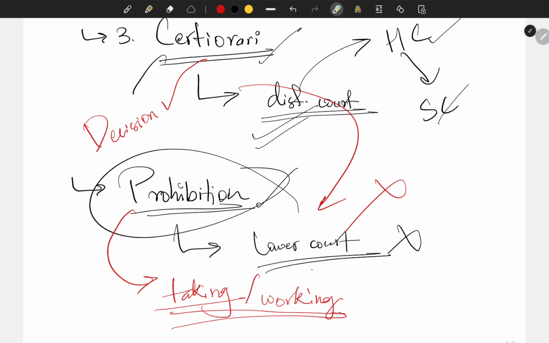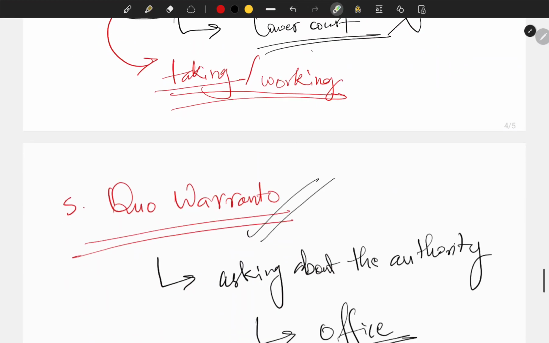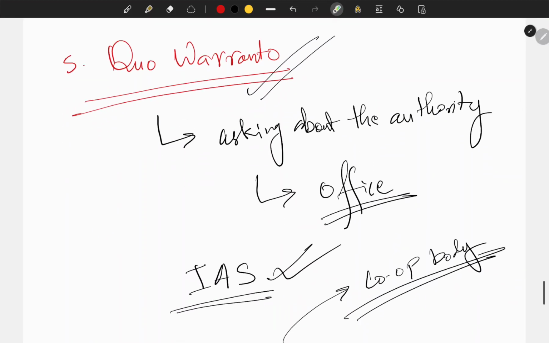Prohibition. Prohibition is when the higher court can prohibit a lower court from taking up a certain case that is not under its jurisdiction. Even when they have started working on it, the higher court can prohibit them from taking up that case. And then there is quo warranto. Quo warranto is we have the right to ask the authority of a certain individual who is holding the office. We are allowed to question their eligibility.